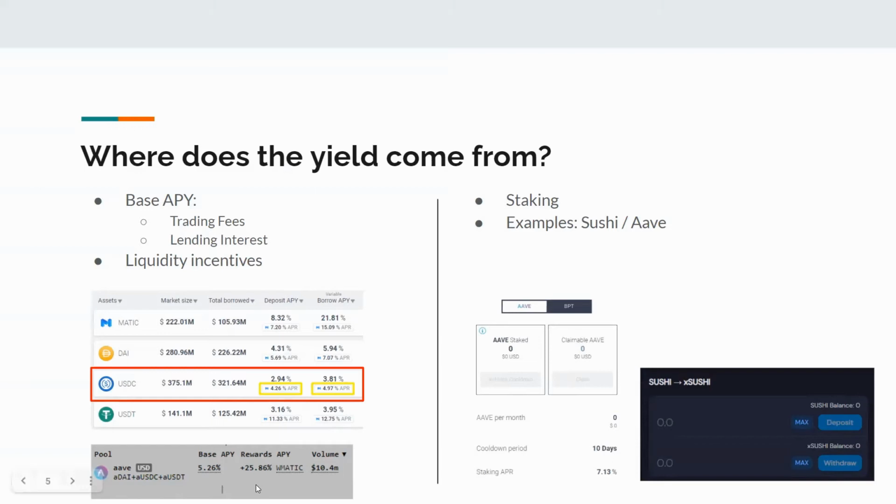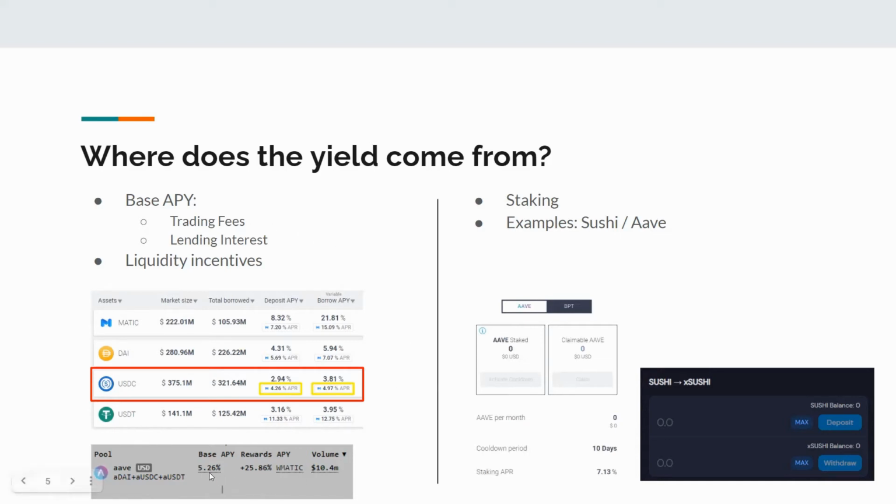Now, the screenshot below this in gray is a snapshot of Curve on the Polygon sidechain. Curve, again, is a decentralized exchange where you can swap one asset to another. Here is a pool where you can swap DAI, USDC, and USDT. You can see they have a column for base APY, which is what I talked about earlier. For DEXs, you're not lending money, so you're not getting interest, but you're getting trading fees. Whenever a trader wants to swap between USDC and USDT, they have to pay a trading fee, and that trading fee goes back to the liquidity providers.